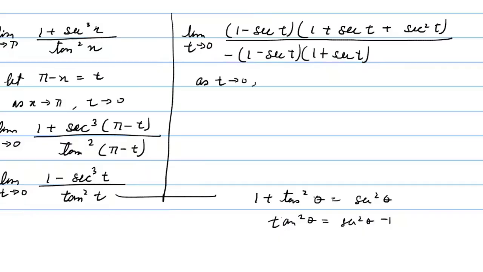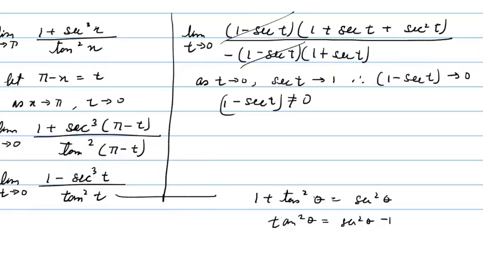Okay, and now what do we do? As t tends to 0, sec of t will tend to 1. Therefore, 1 minus sec t will tend to 0. But 1 minus sec t is not equal to 0 because it is just tending to 0. And that gives us an opportunity to strike this off.